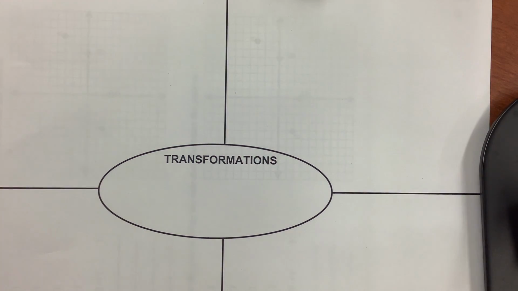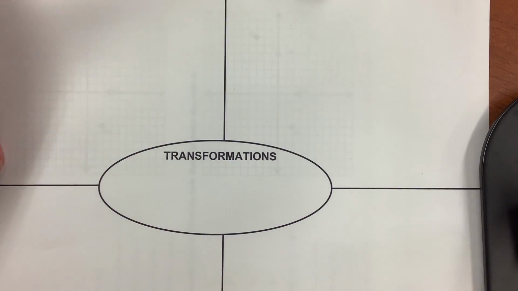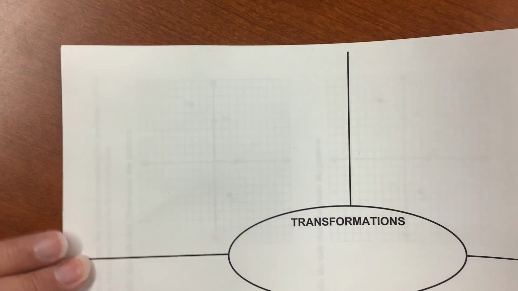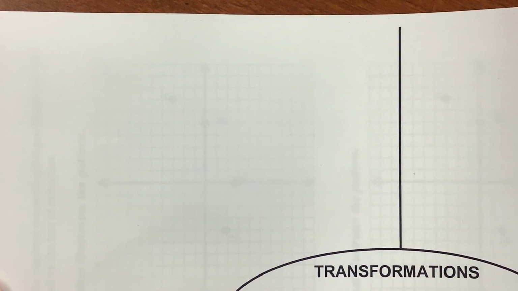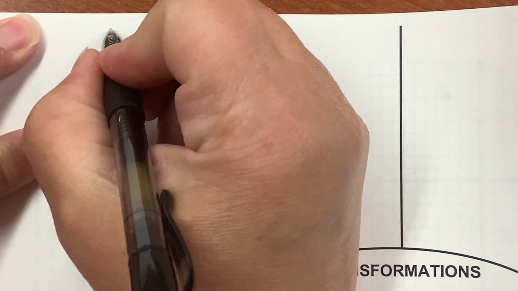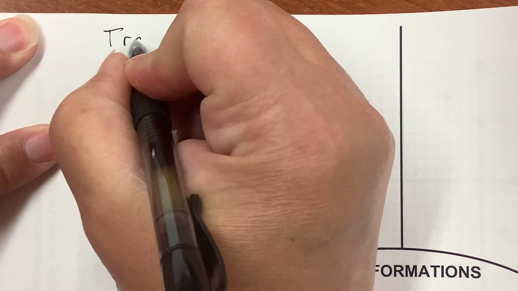We are going to review transformations, all four of them. So let's do it with a graphic organizer. The first one that we went over was translations. So I'll put that one up here. Translations.